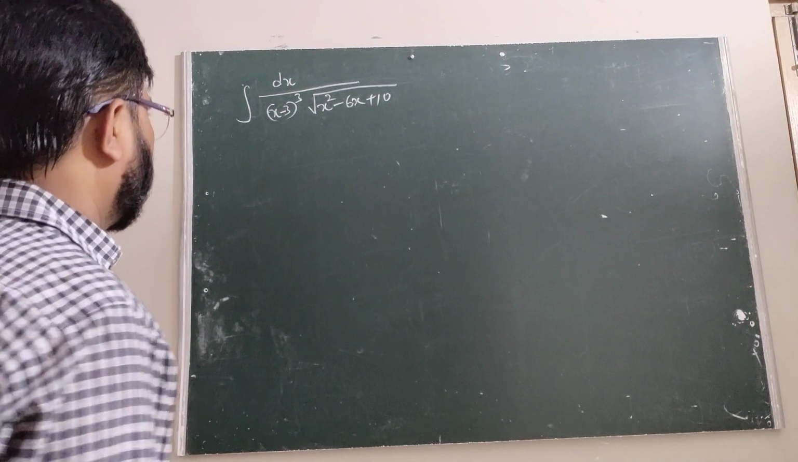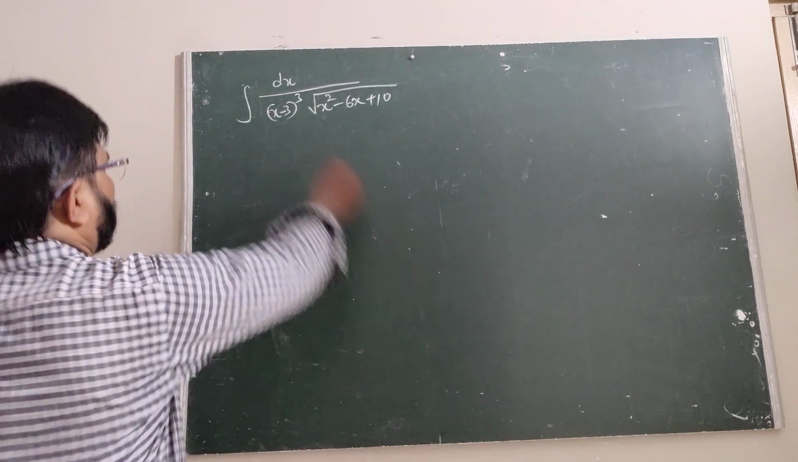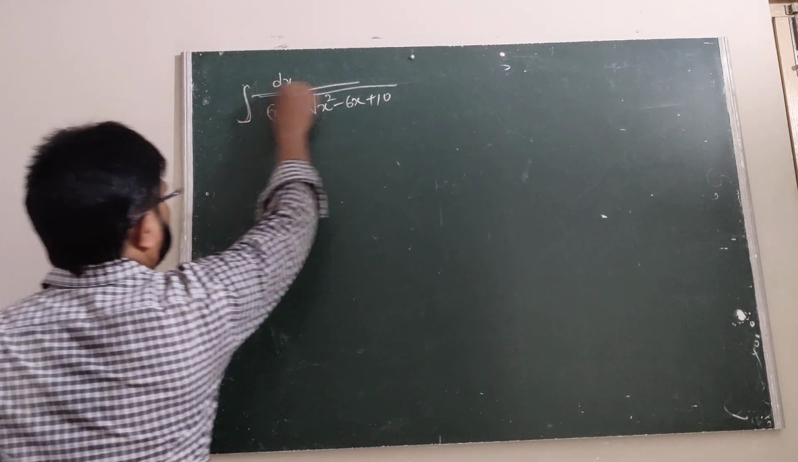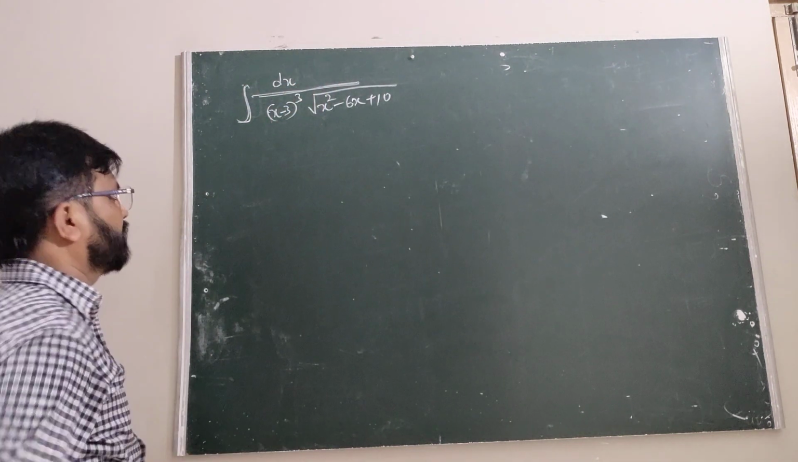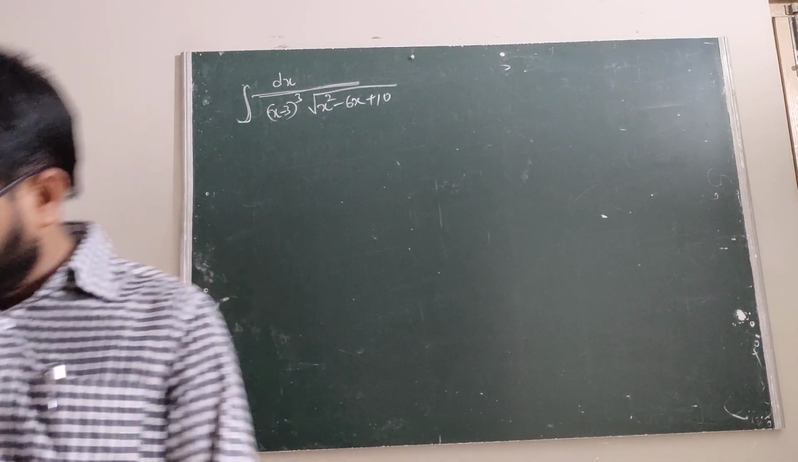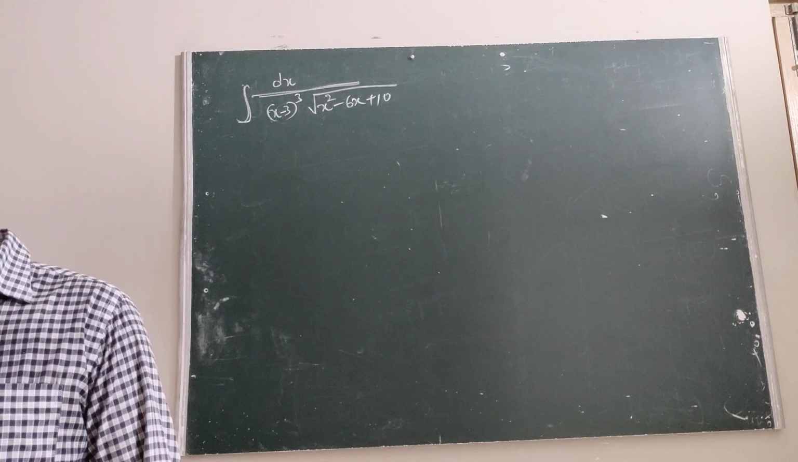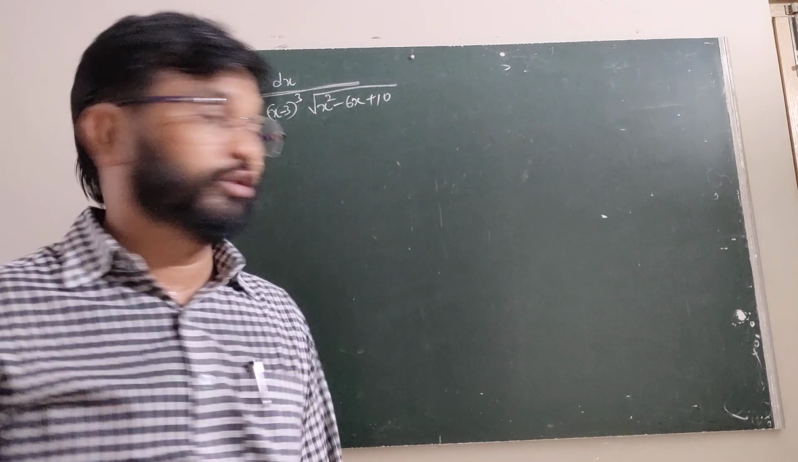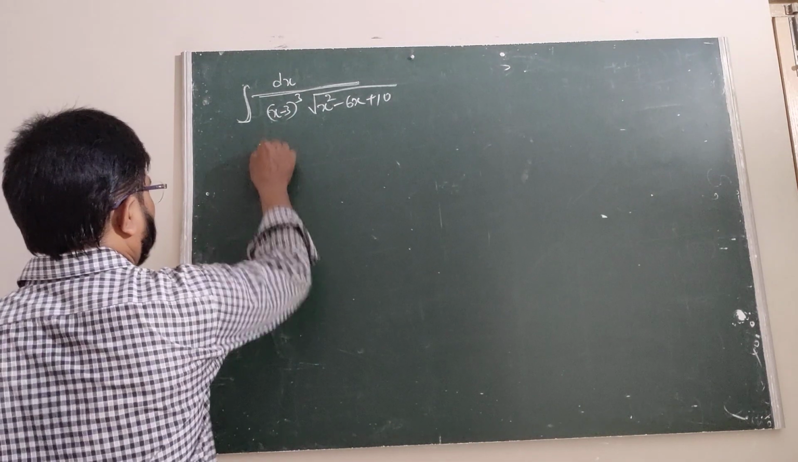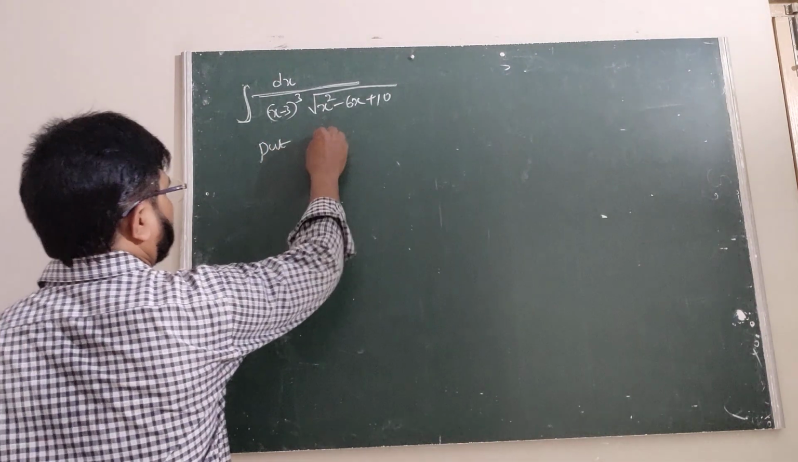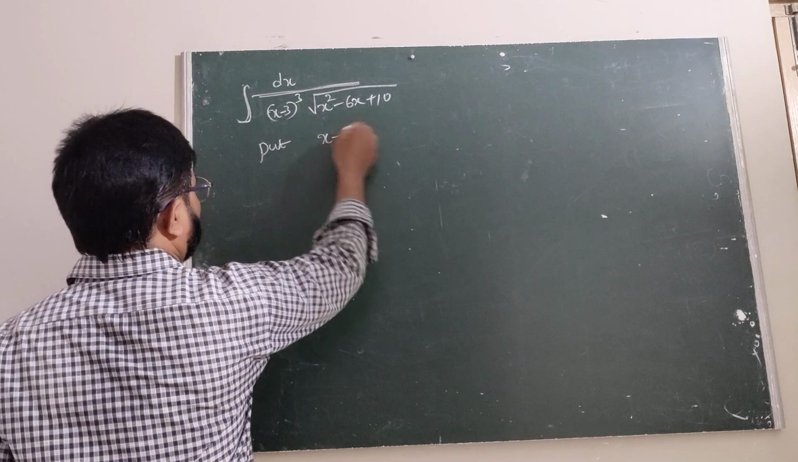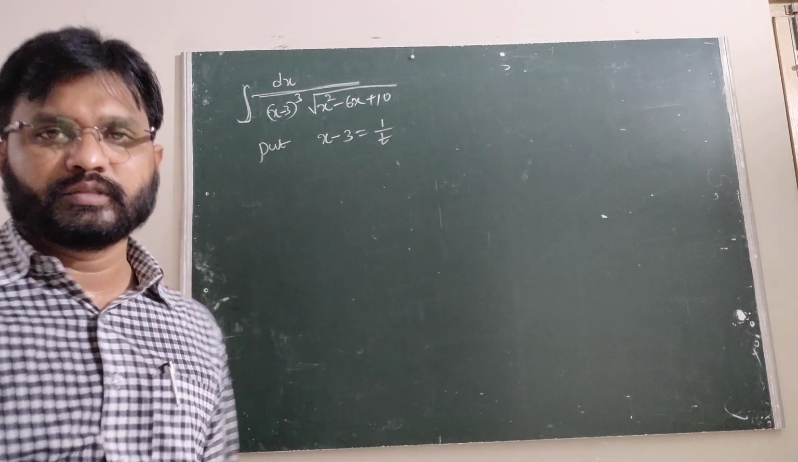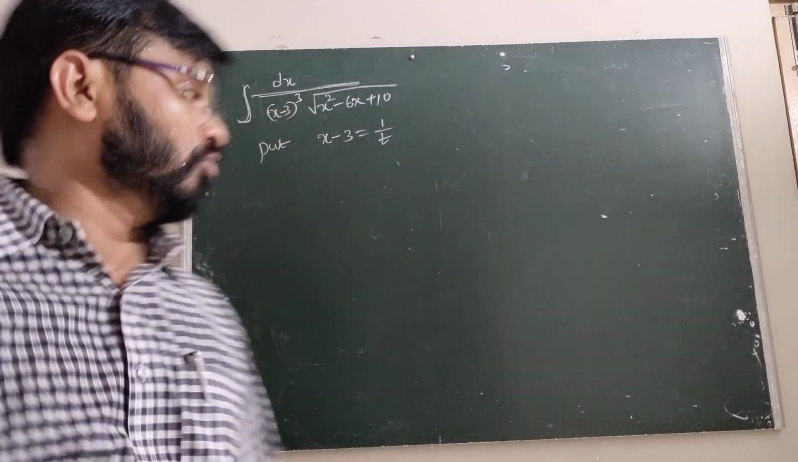So here the x minus 3. So what we have the substitution here? Evaluate the integral dx upon (x minus 3) whole cube into root of x square minus 6x plus 10. How to evaluate these type of integrals? We take x minus 3 equal to 1 by t.